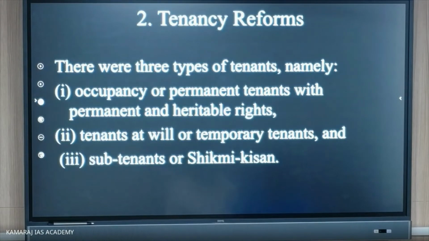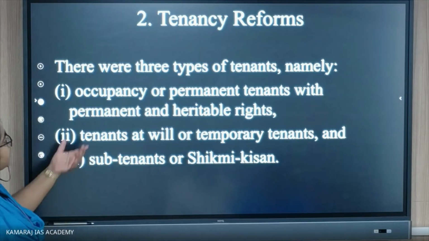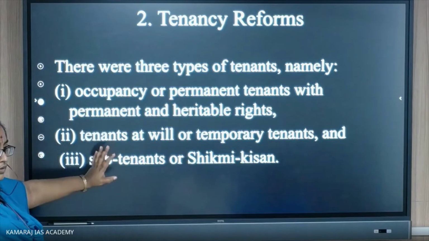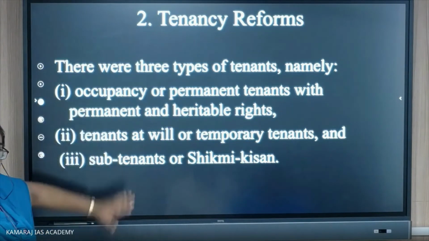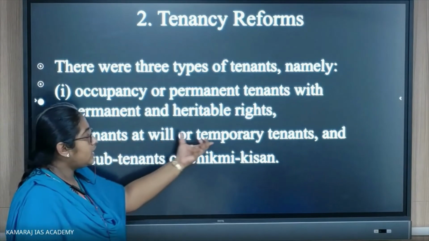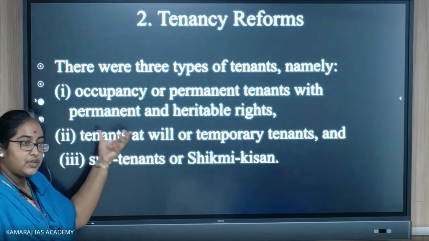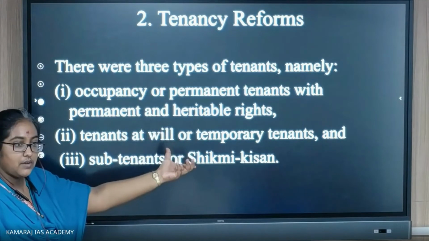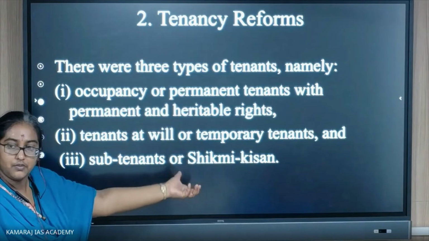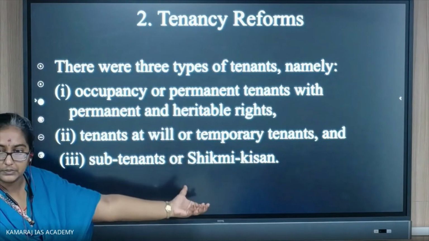When we say tenancy, the farmers who work there, they are divided into three major types. The first one is called occupancy or permanent tenants. They have land rights, like the right to inherit that land down the generations. Second one, tenants at will. They don't have any rights. If the zamindars or the person who has the land asks them to vacate, they have to vacate it. They are farmers too, they do the farming, but the land does not belong to them.